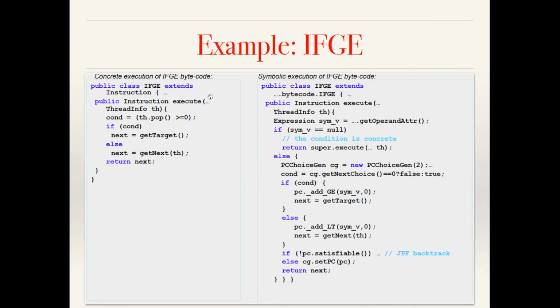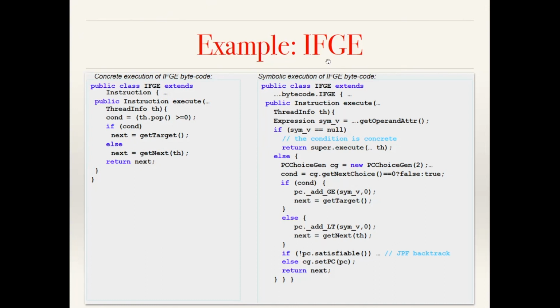On the left hand side, I am showing how the condition for greater than or equal is implemented. In the concrete interpretation, one pops the first value on the stack, and if it's greater than or equal to 0, it will go on one branch, and otherwise it will go to a different branch.